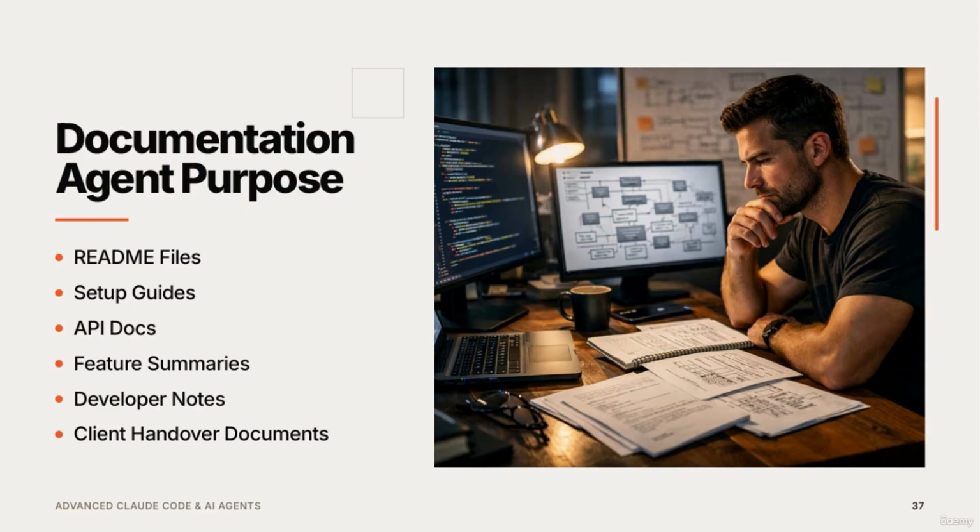Feature summaries offer concise explanations of the system's capabilities, helping stakeholders and new team members quickly grasp what the project can do. Developer notes are more detailed internal comments and explanations intended to help maintain and extend the codebase effectively. They often include insights, rationale, and potential areas for improvement.